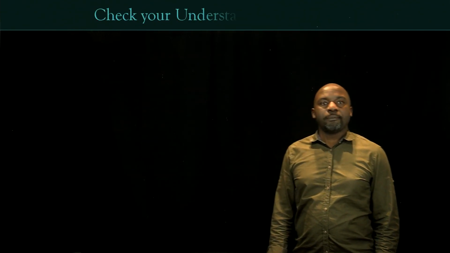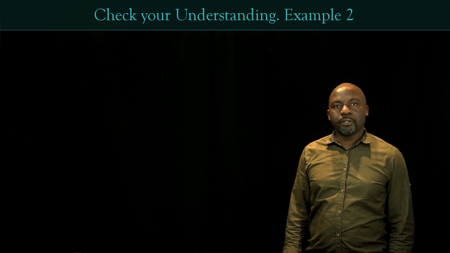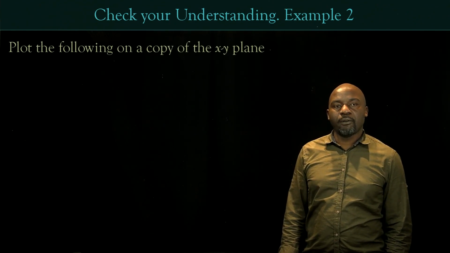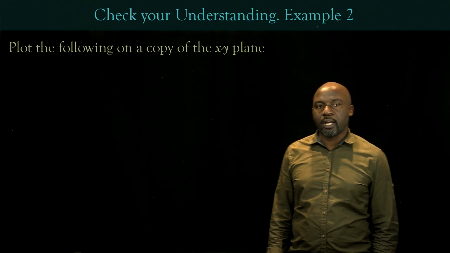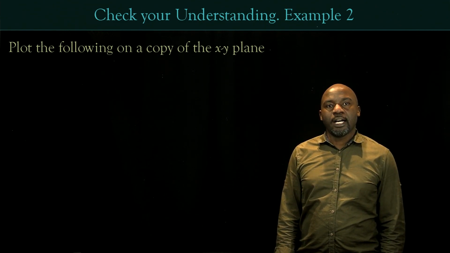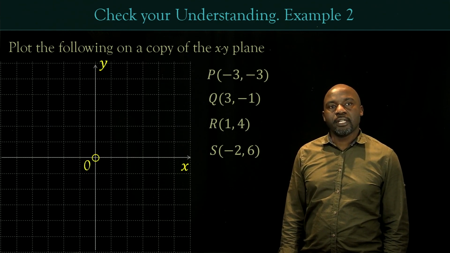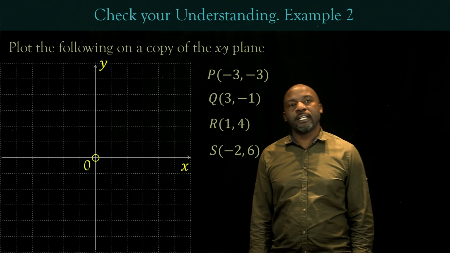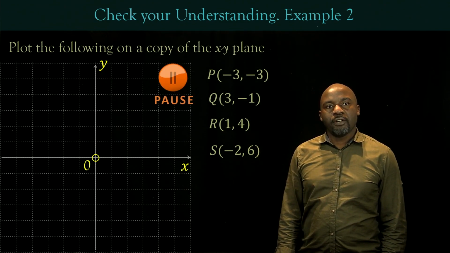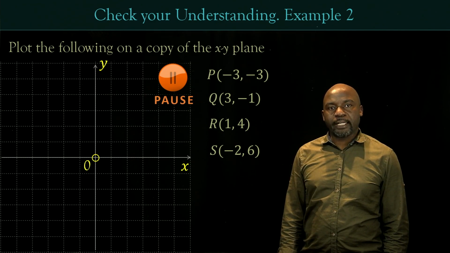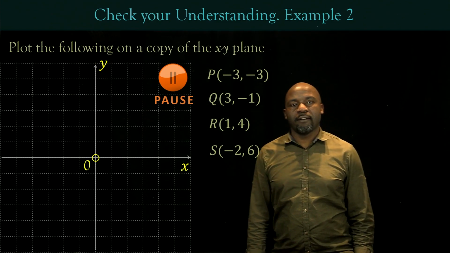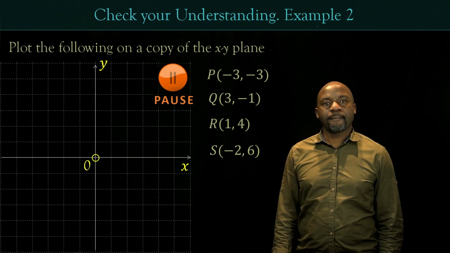Let's see the next one. Example number 2. Plot the following on a copy of the XY plane. In other words, take a piece of square grid, mathematics paper or mathematics book, and sketch this. Plot the following points there. Once again, pause the video and check if you can plot this correctly. If you've done so, then I expect you to have done the following.